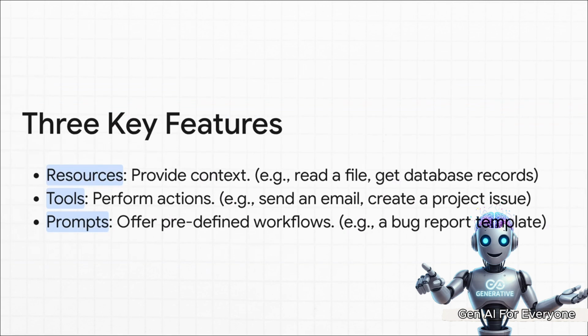And the protocol lets these servers offer three main things. First, there are resources, which let the AI read stuff for context, like a file or some records from a database.